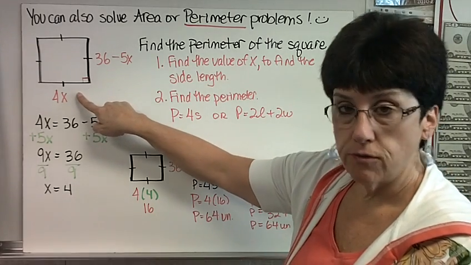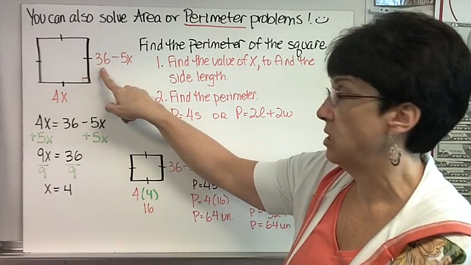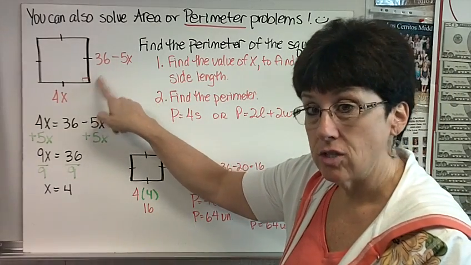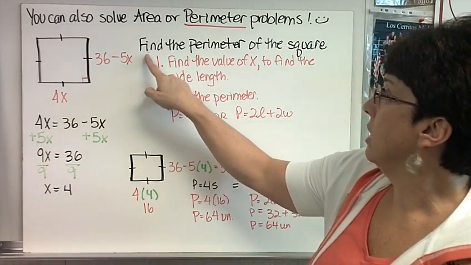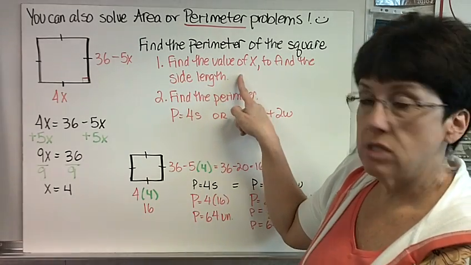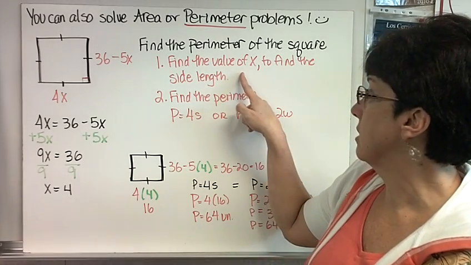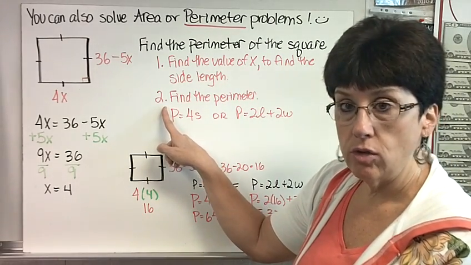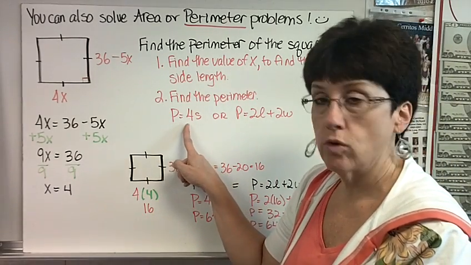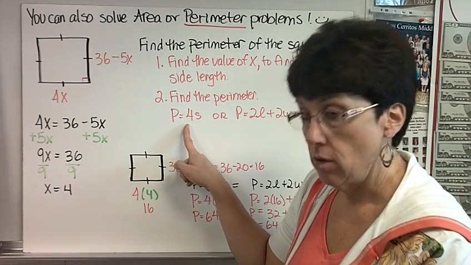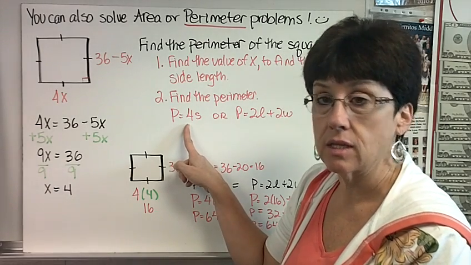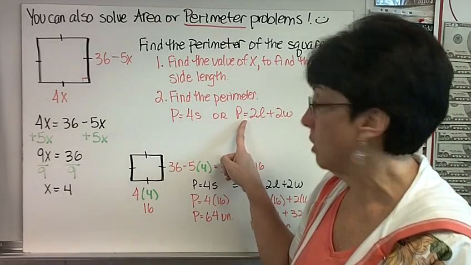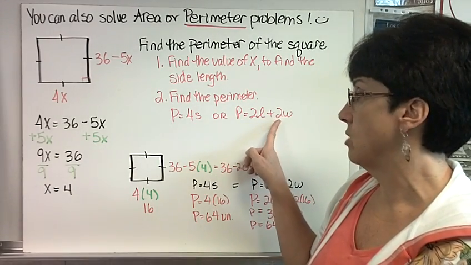So this side is 4 times x. This side is 36 minus 5x, but since it's a square, I know those sides are equal, okay? So we need to find the perimeter of the square. So step 1, we find the value of x so that we can find the side length, and then step 2, we'll find the perimeter, and you can either use the formula perimeter equals 4 times s. Since this is a square, we just can say 4 times the side length because they're all the same. Or our standby formula for any rectangle, square, or parallelogram, 2 times the length plus 2 times the width.